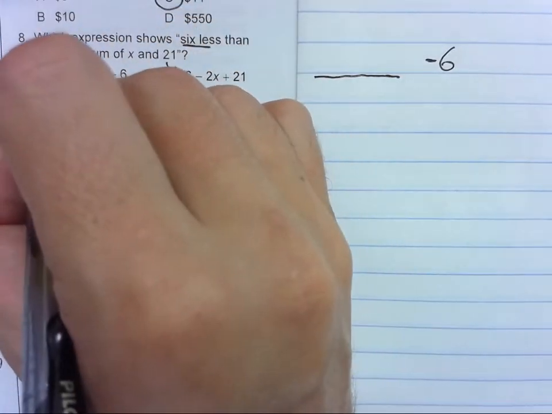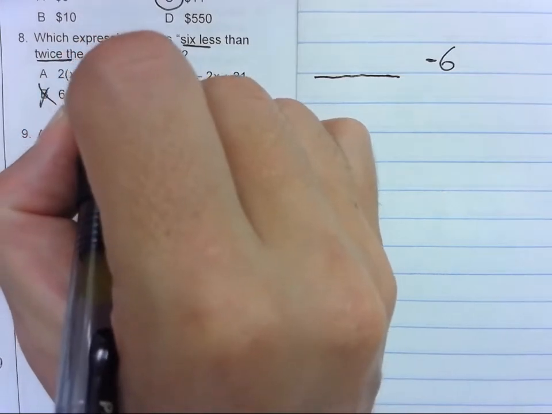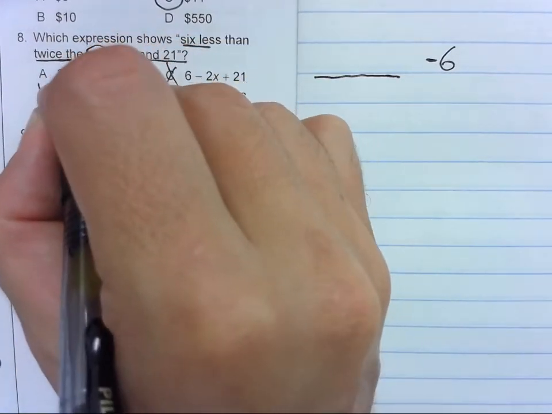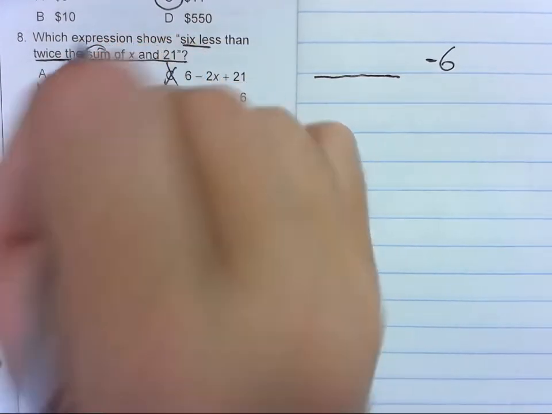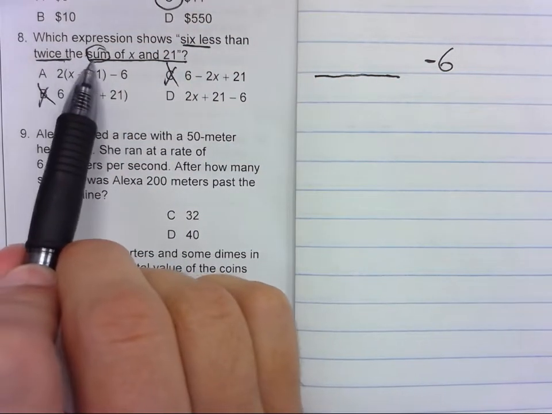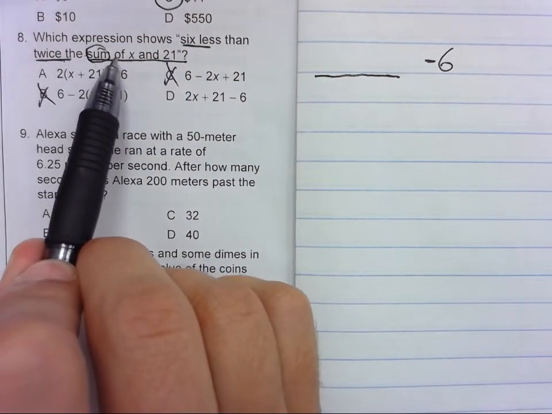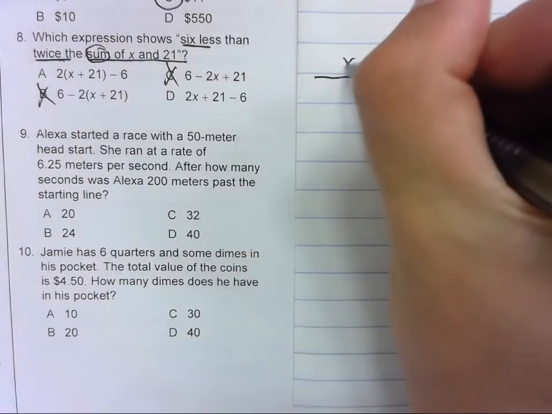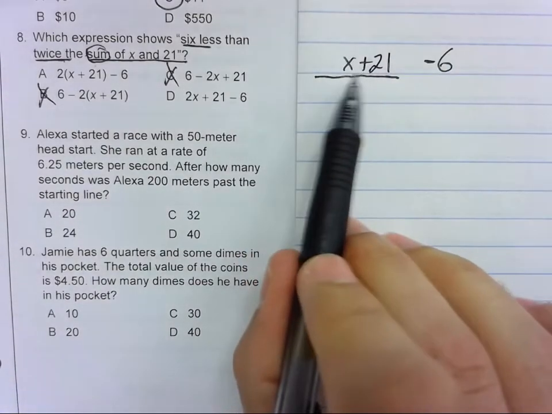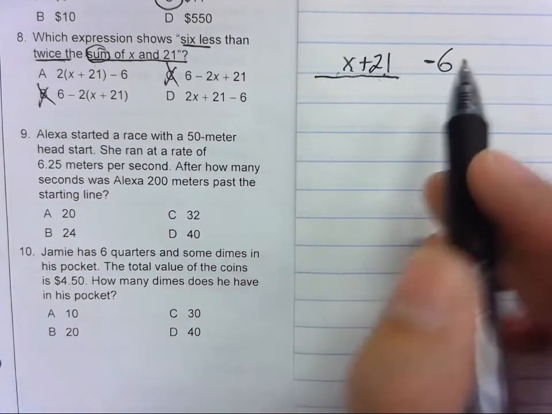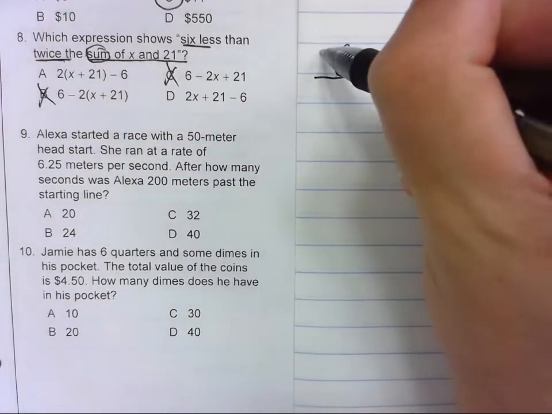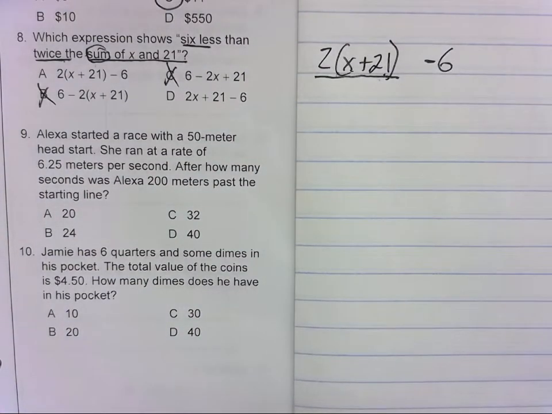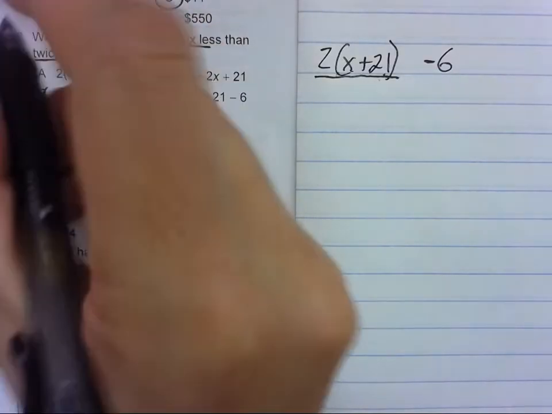So twice the answer. Remember, sum is the answer to an addition problem. So twice the answer of x plus 21. So whatever x plus 21 is, when we get that answer, which we don't know, we have to multiply it by 2. So the answer to 8 is A.